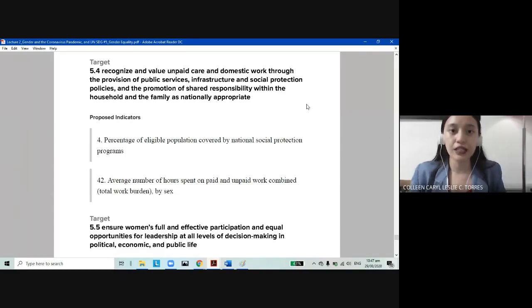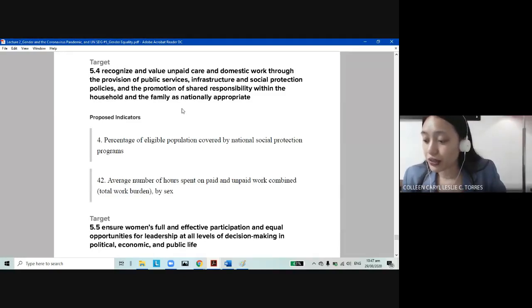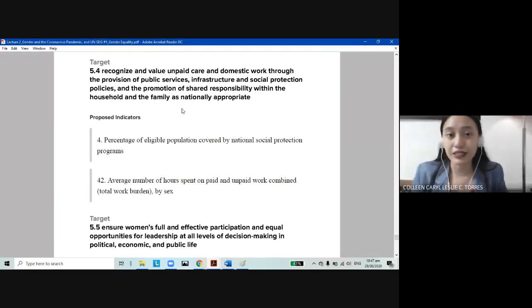And the promotion as well of shared responsibility. We talked about the household level earlier. One of us discussed about equalizing work at home so that it wouldn't be a burden. Working in household chores would not be a burden towards just the mother, as well as what was mentioned as well in the other lecture video.